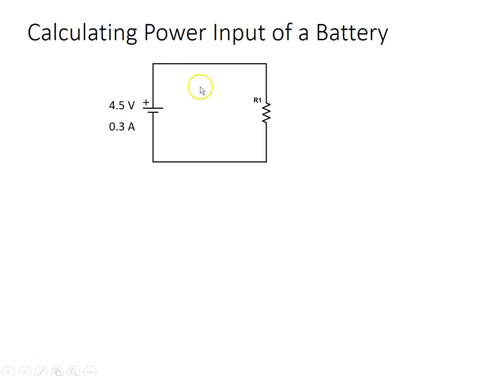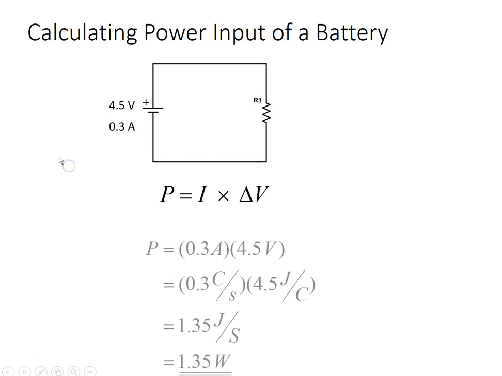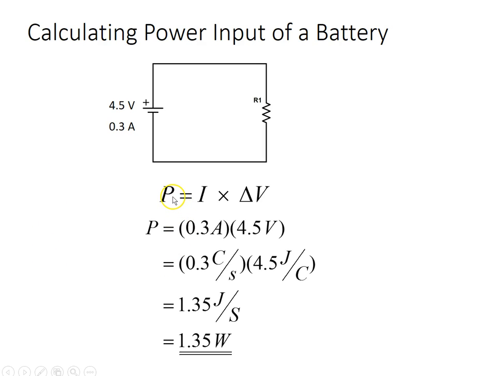Okay, now we were talking about how do we calculate something in a circuit. Well, suppose we have that 4.5 volt battery and we're told there's 0.3 amps going through it. Okay, let's get the power input of the battery, which better match the power output of the resistor, and it will. To get the power input of a battery or the output of a resistor, you need to know two things. You need to know the current going through it, and you need to know the potential difference or the voltage difference across it.